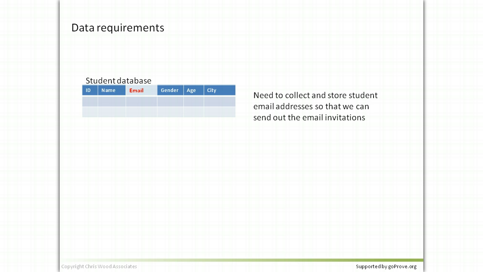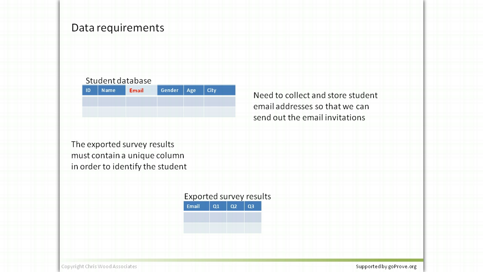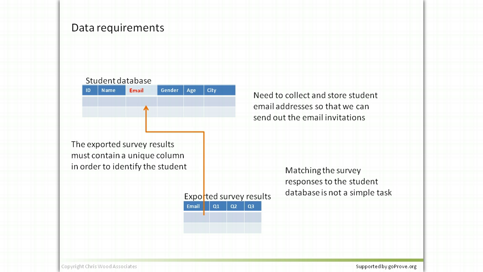So, in order to use the system, we need to make sure that our student database has their email addresses in order to send out the email invitations. The exported survey results will also contain a unique column that we require in order to identify the student. In this case, we could use email. We need this unique identifier to be able to match the exported survey results from the web survey tool back into our student database. This is not a simple task.